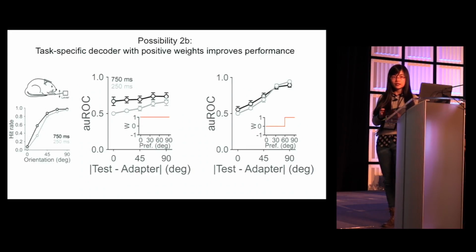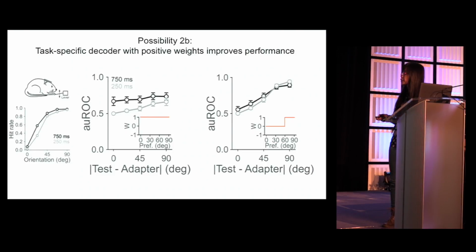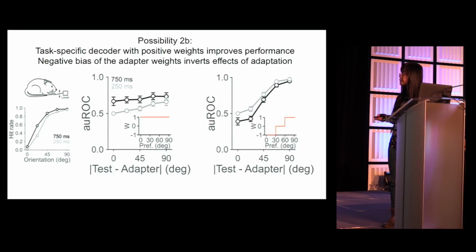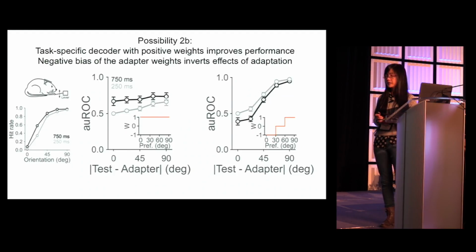We know that most optimal decoders tend to negatively weight the distractor-preferring neurons. So, building on that, we applied negative weights to neurons that prefer the distractor. We found that this modification actually inverts the predicted effects of adaptation on the animals' behavior. This led us to hypothesize that animals adopt a task-specific decoder that primarily relies on the target-preferring neurons, but does not negatively weight the distractor-preferring neurons.